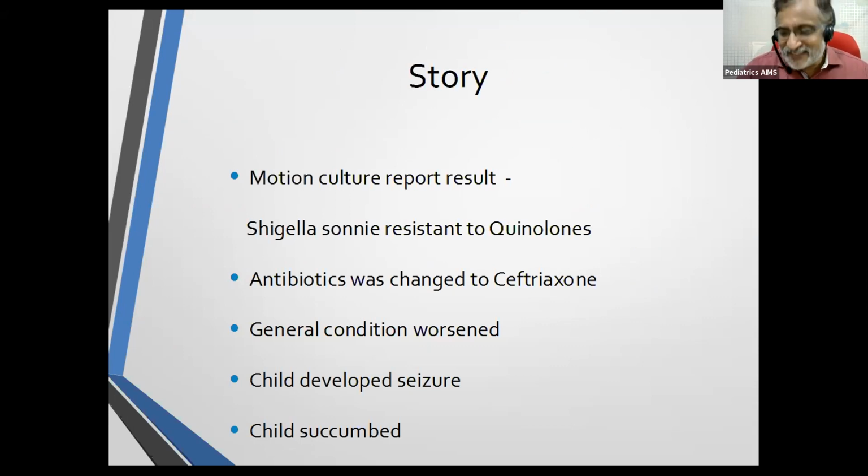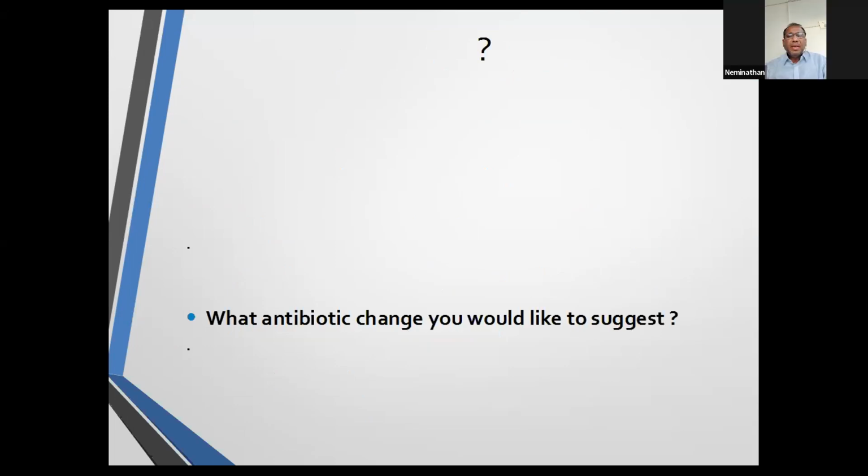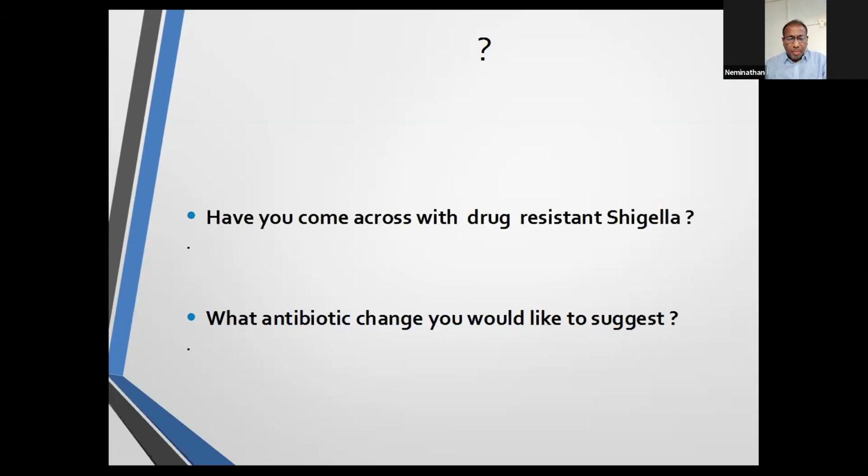Okay. So what antibiotics would you like to suggest in this case? We have started on Cipro. Probably this is a child with lethal toxic encephalopathy or Ekiri syndrome. Probably this type of antibiotic resistance is very common.